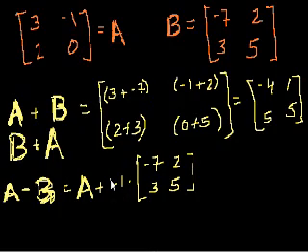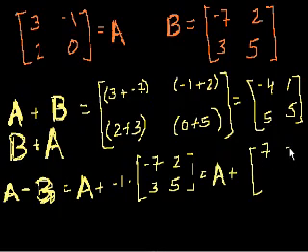And when you multiply a scalar, when you just multiply a number times a matrix, you just multiply that number times every one of its elements. So that equals matrix A plus the matrix where we multiply this negative 1 times every element in here. So 7, minus 2, minus 3, and 5.